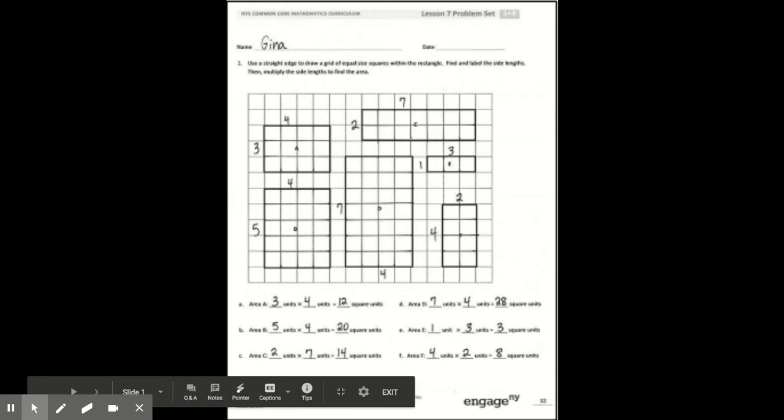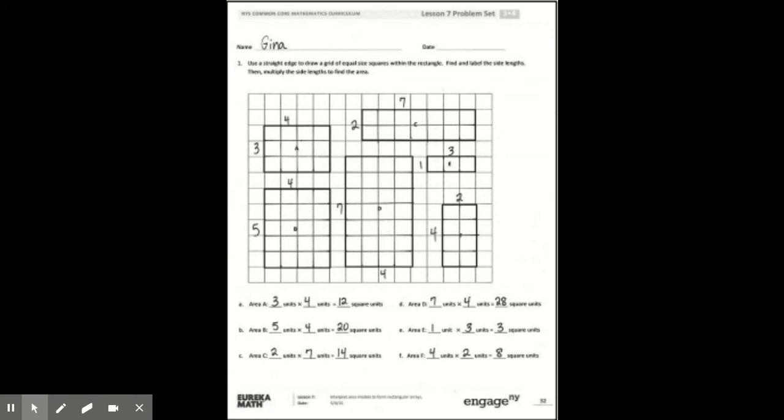So we're going to be going over your problem set, which you will find in your workbook on pages 177 and 178. Now, the purpose of this is to interpret area models. A lot of mine are done, but you had rectangle A, B, C, D, E, and F on your problem set, and those are your rectangular models, and you're going to form arrays.